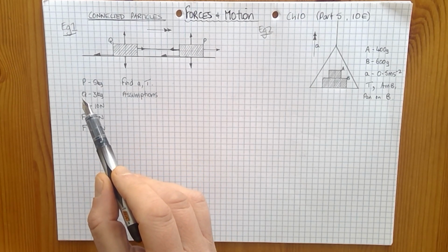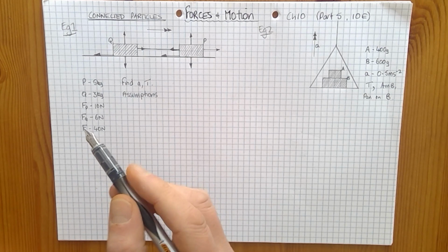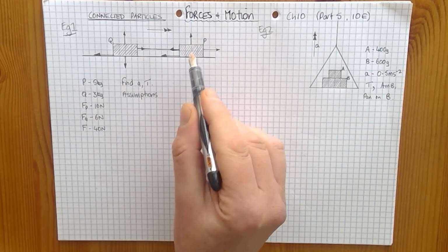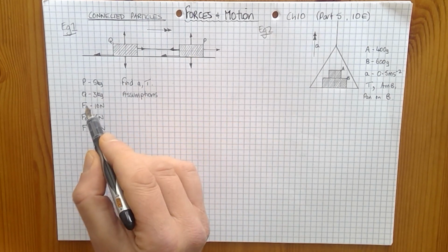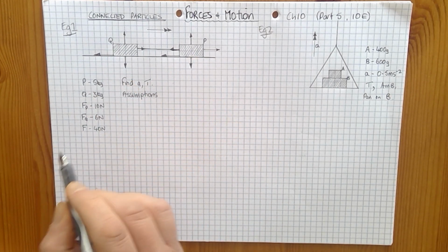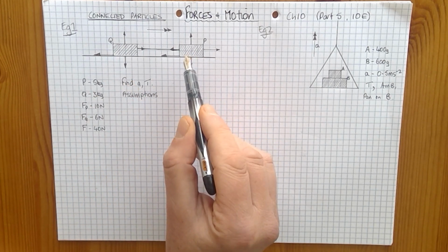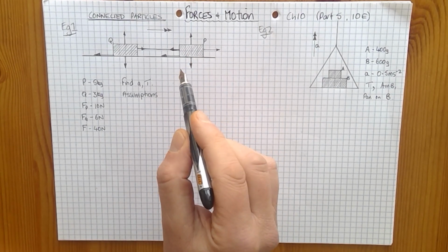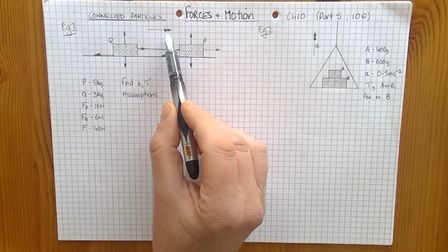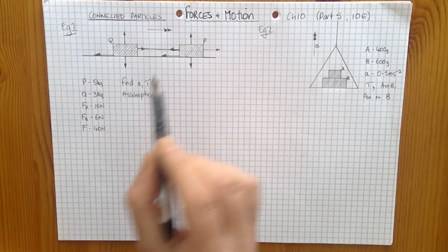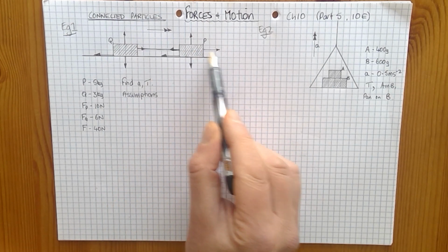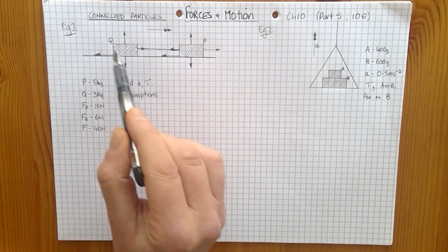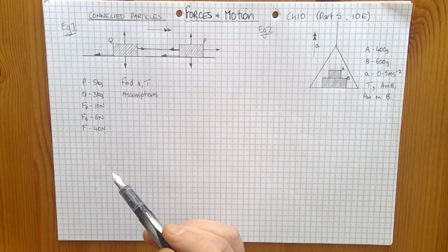This is example 11 from page 169 of the textbook. P has a mass of 5 kilograms. Q has a mass of 3 kilograms. The friction on P is 10 newtons. Friction always works in the opposite direction to motion. You can see from the arrow that we're accelerating to the right. There is a force on P to the right of 40 newtons, and the friction on Q is 6 newtons.